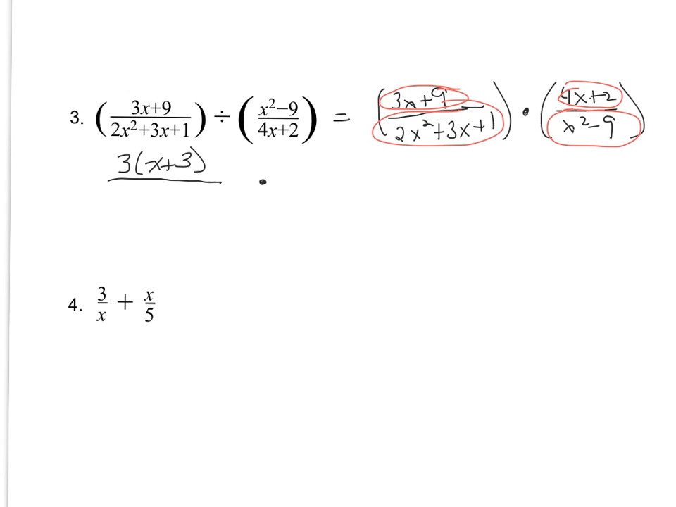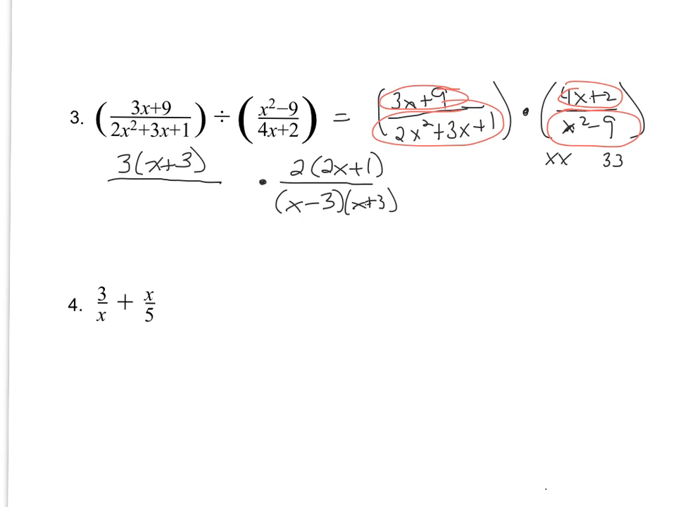Top right is 4x plus 2. Again, very similarly, I can take a 2 out of that, and I'm left with 2x plus 1. The bottom right is x squared minus 9, so similar from above, this is a difference of squares. X and x, 3 and 3. So this is x minus 3 and x plus 3.